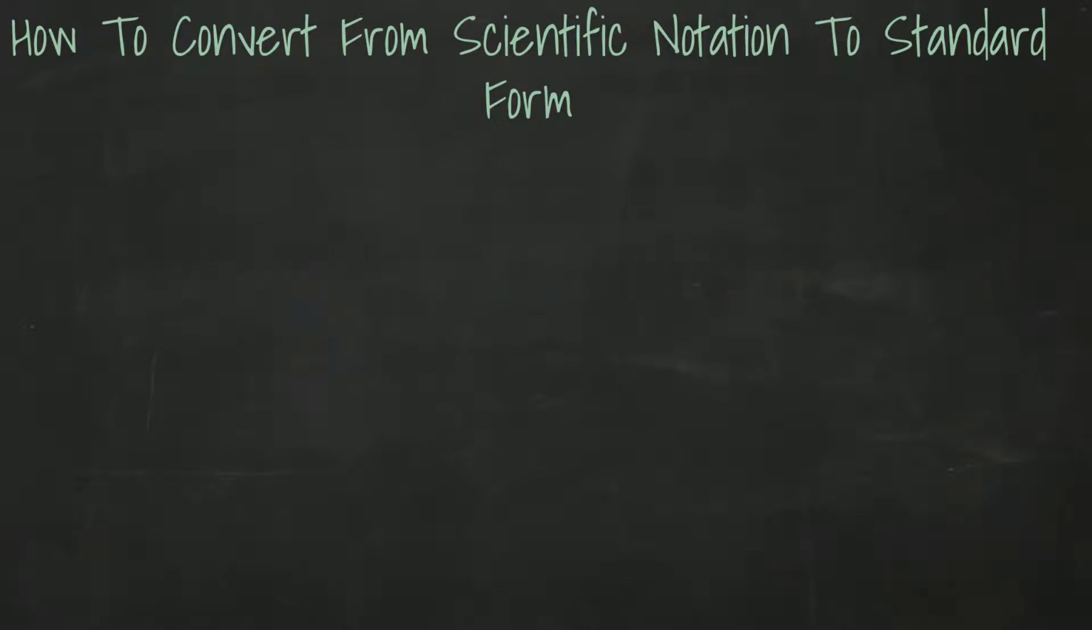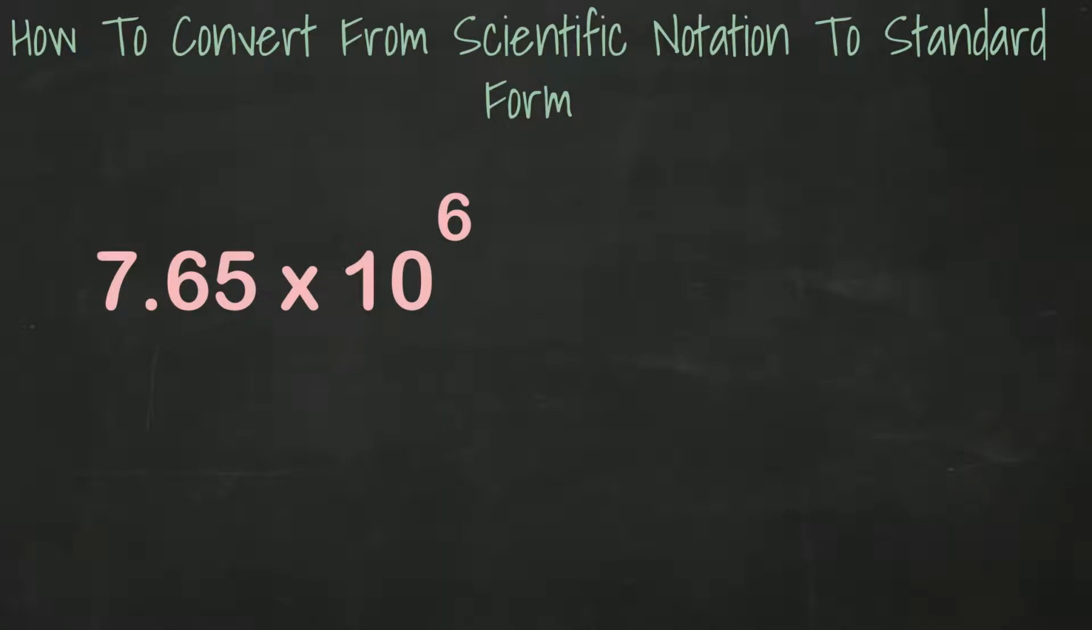Solving for numbers written in scientific notation follows the same principles that we have already talked about in previous videos when looking to multiply numbers by a power of 10. An example of a number written in scientific notation is here: 7.65 times 10 to the 6th power.